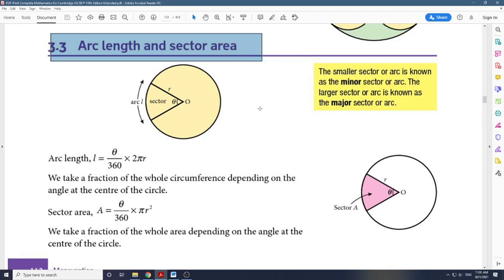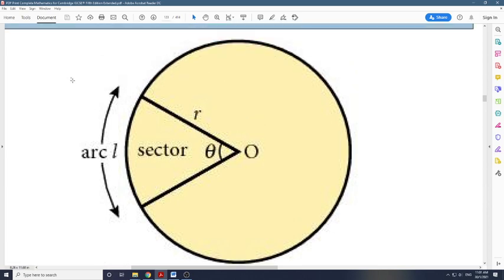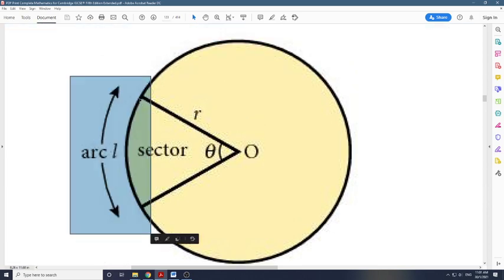Okay, so what is arc length? Arc length you can consider as a small part of the circumference. For example, if we take a look at this, arc length is actually just the length of the curved surface here. I hope you can see the curved surface of the circle. It's just the curved part, how long this curved part is.